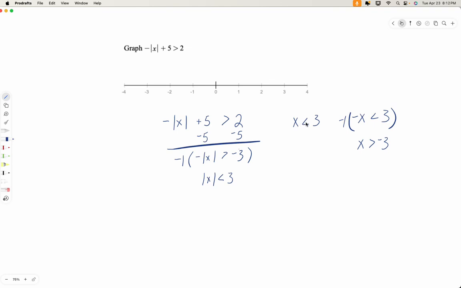So x is less than a positive 3, so we circle it and leave it open. X is greater than -3. We circle it and leave it open. And then if x is greater than -3 and less than a positive 3, then there's a line between them in the middle. I think this is the last one.